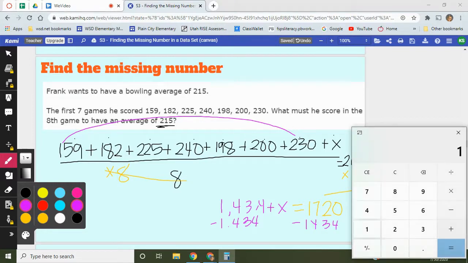So 1,720 subtract 1,434 gets us an x equals 286. So that's what he has to get on the 8th game. Let's check it real quick. 159 plus 182 plus 225, 240, 198, 200, 230, and we just said 286 is our next number. Divided by 8 gets us that average right there of 215.